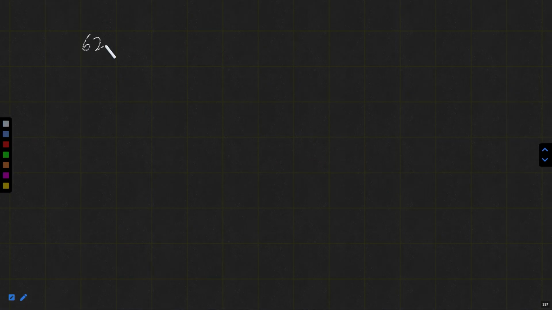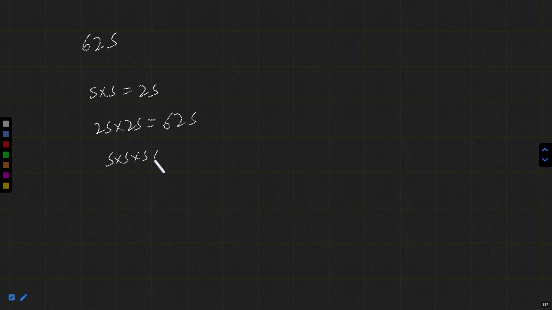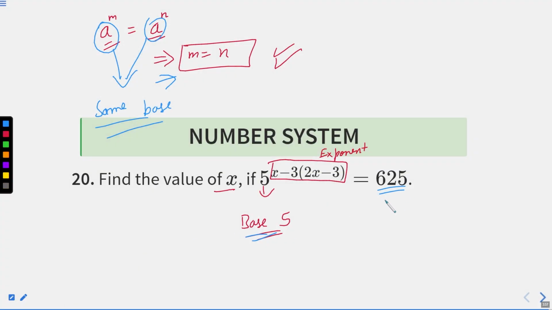So let me use the blackboard. I know that 5 times 5 is 25. And 25 times 25 is 625. So I can easily say that 5 times 5 times 5 times 5, which is 5 raised to the power 4, is 625. So 625 is equal to 5 raised to the power 4.